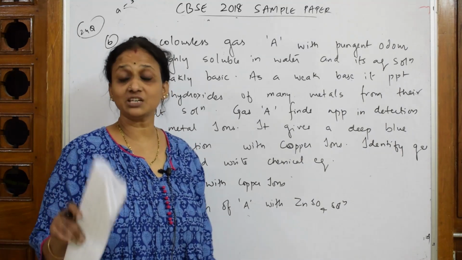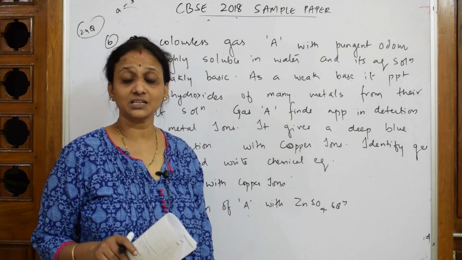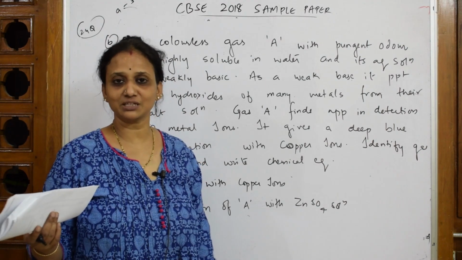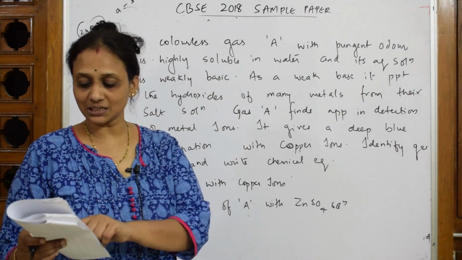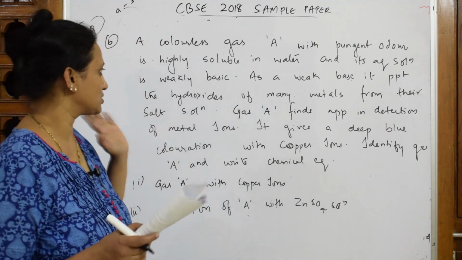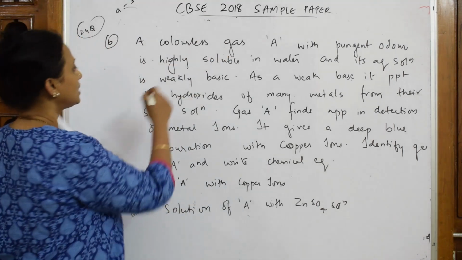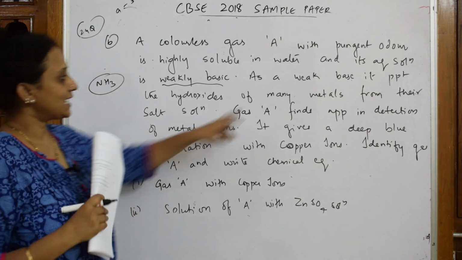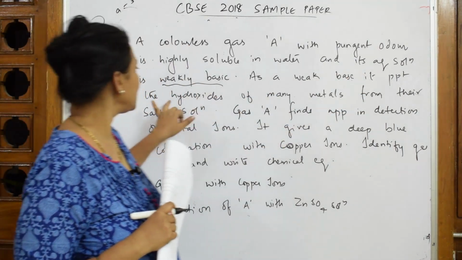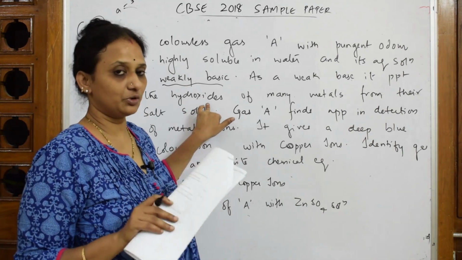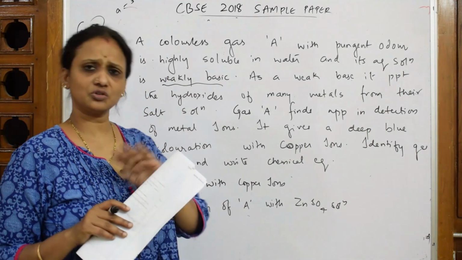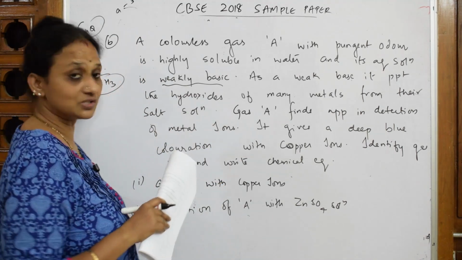What is a weak base we have in chemistry? That is ammonia, nothing but ammonia, isn't it? So gas A is ammonia. With this clue, I've come to a conclusion: it is ammonia, weak base. As a weak base, ammonium hydroxide precipitates the hydroxides of many metals from their salt solution. Not a problem, don't get confused. I've already come to an answer.